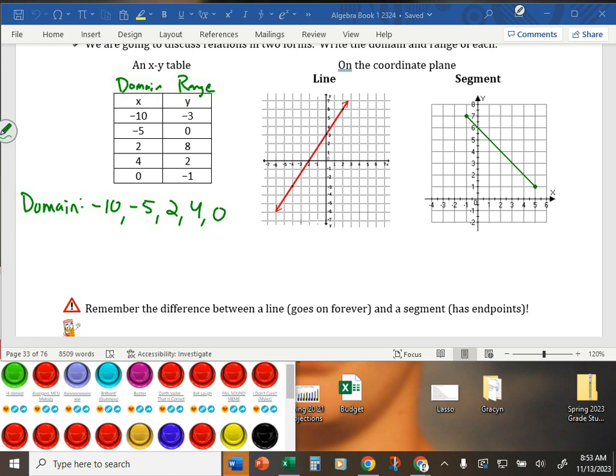Okay? Because they're literally in the x column. The domain are all the x's. The x's are -10, -5, 2, 4, and 0. Okay? The range, being all the y values, would be -3, 0, 8, 2, and -1. So in a function table, it's really just listing them out. They're all listed for you. You just recreate the list.